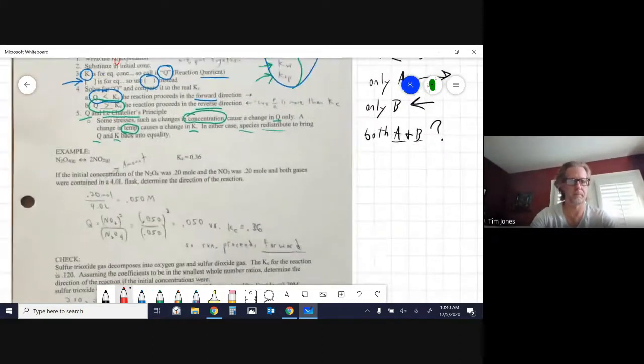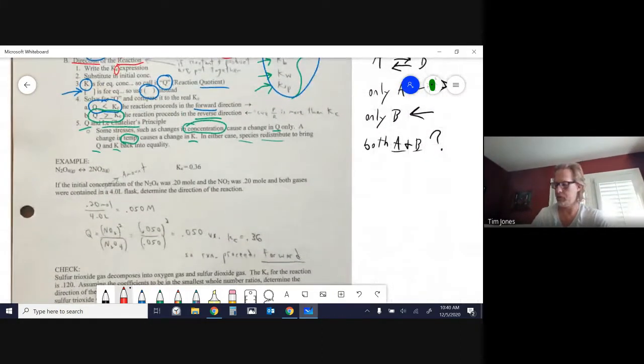So take this first example. Fairly simple reaction. I have one reactant, one product. Double arrow, by the way, doesn't mean it's at equilibrium. That just means it can go in both directions. And we have the constant right here.